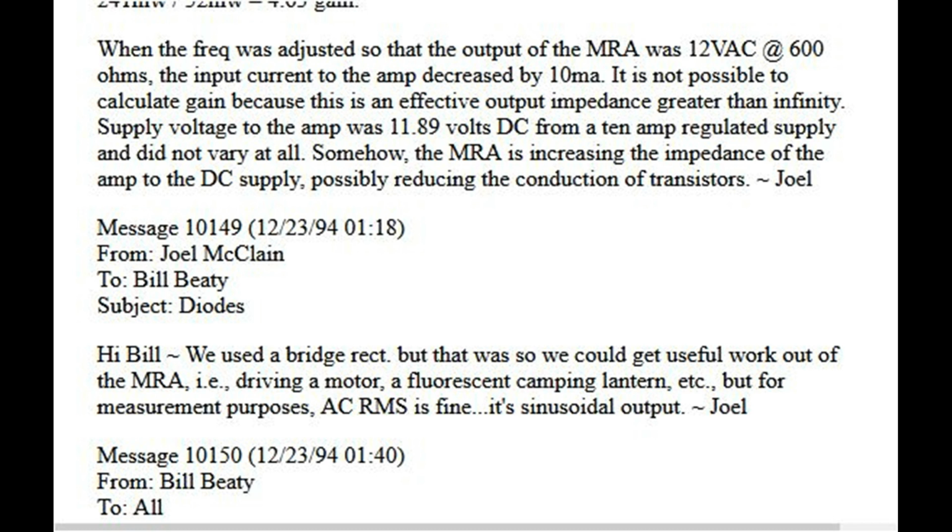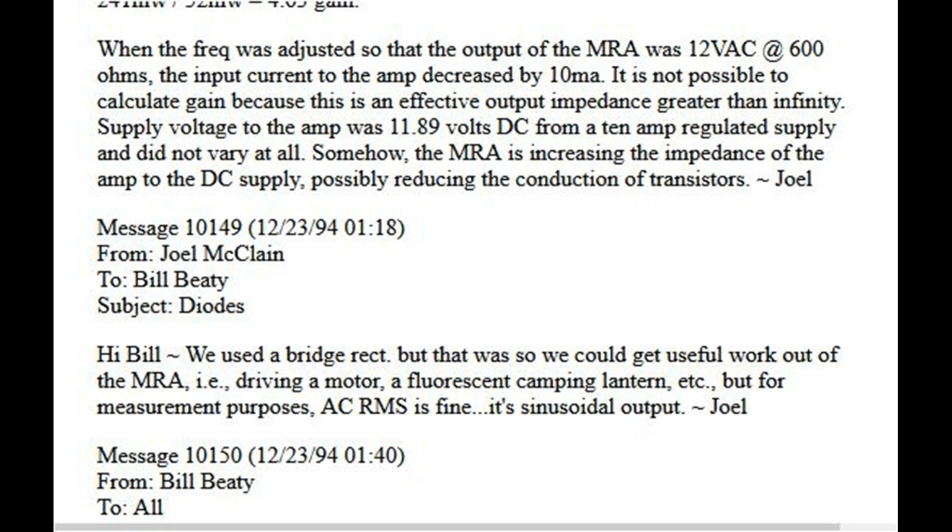Message 10149, December 23, 94, 118. From Joel McLean to Bill Beatty. Subject: diodes. Hi Bill, we used a bridge rectifier, but that was so we could get useful work out of the MRA, i.e., driving a motor, a fluorescent camping lantern, etc. But for measurement purposes, AC RMS is fine at sinusoidal output. Joel.